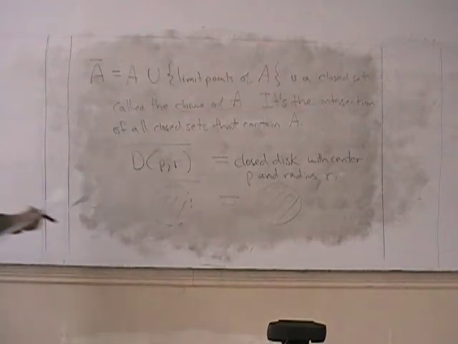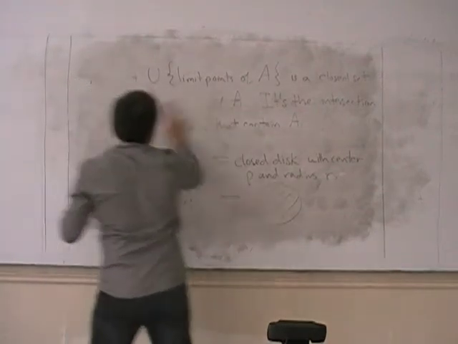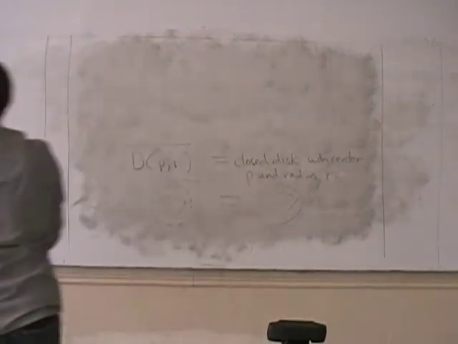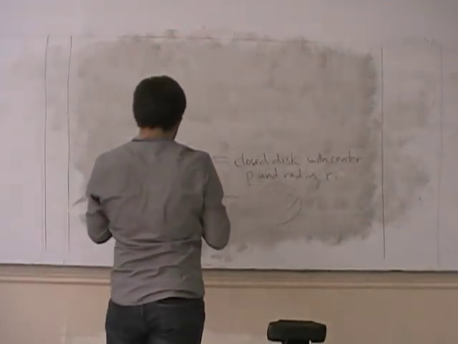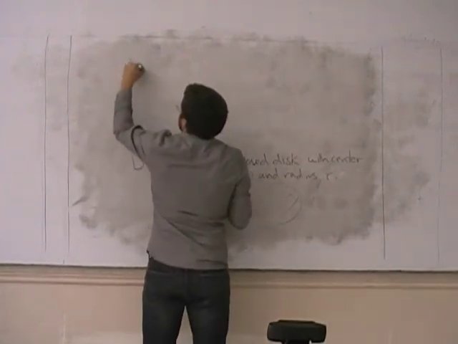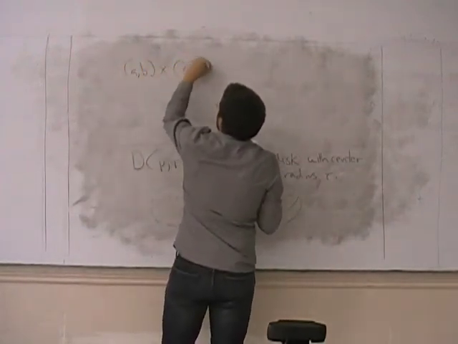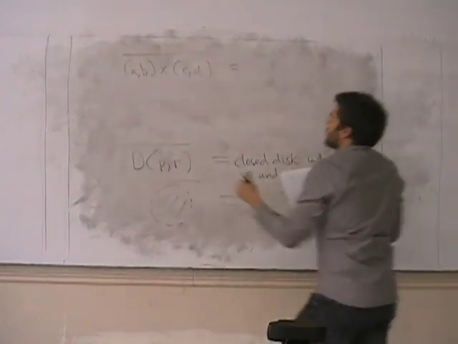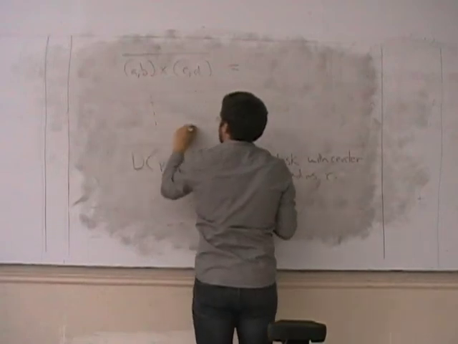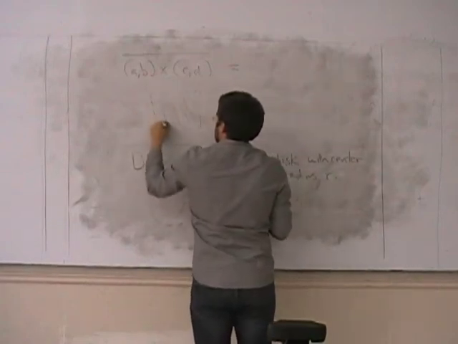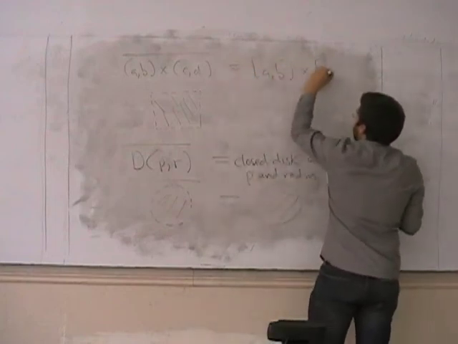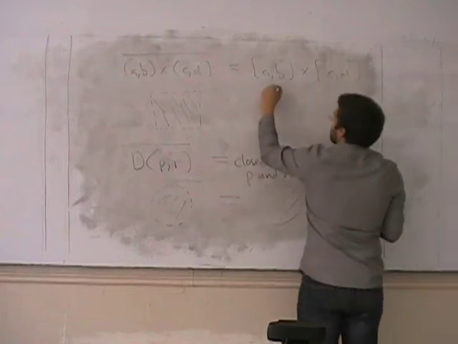Or if you want, what is the closure of the product of two intervals? Product of the closed intervals. It's the closed rectangle.